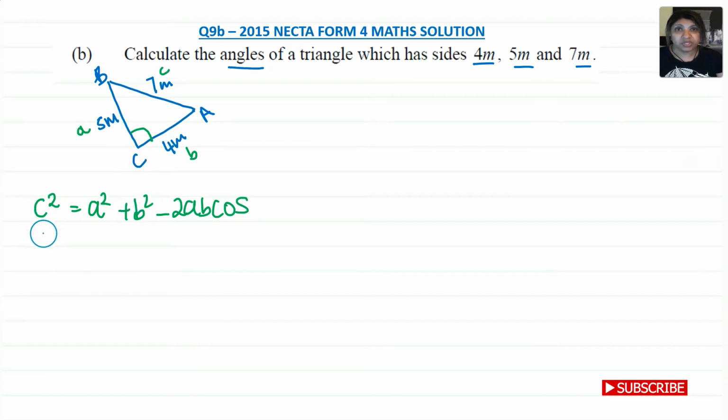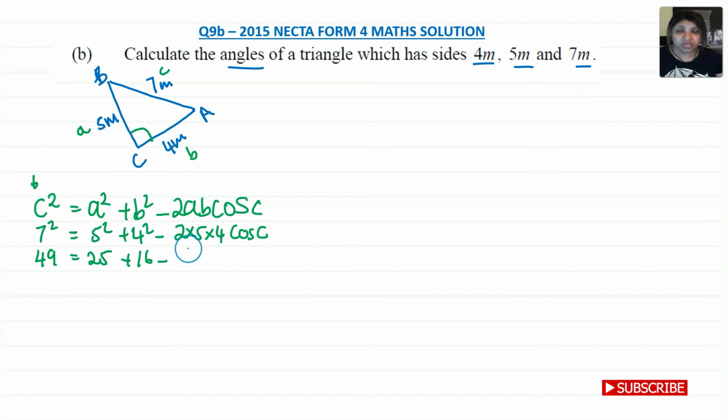So we're going to sub in the values. C is 7, so that's going to be 7 squared equals A is 5, so 5 squared, plus B is 4, so 4 squared, minus 2 times 5 times 4, and we do need to put in cos C. So this is 49 equals 25 plus 16 minus 2 times 5, 10 times 4, 40, so it's 40 cos C.